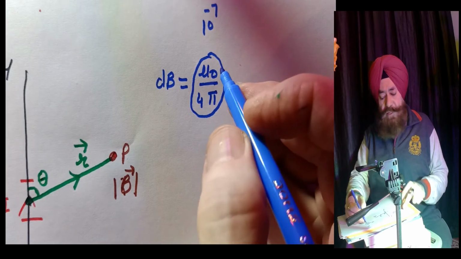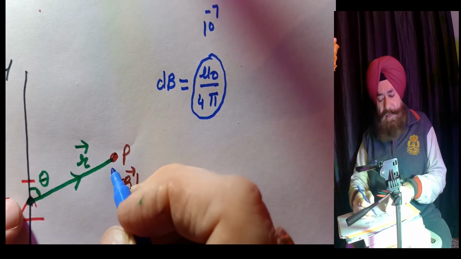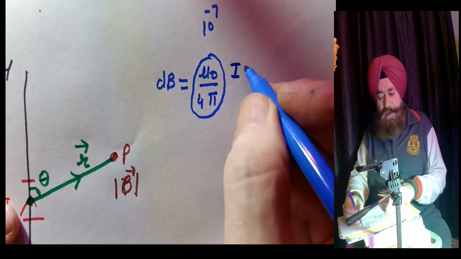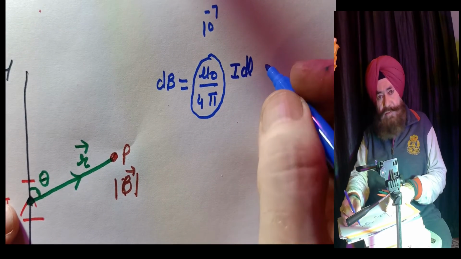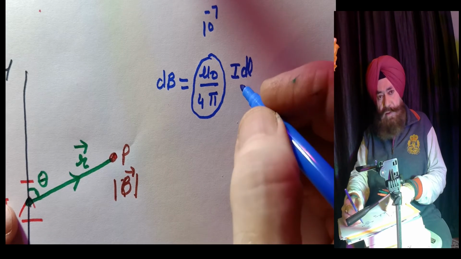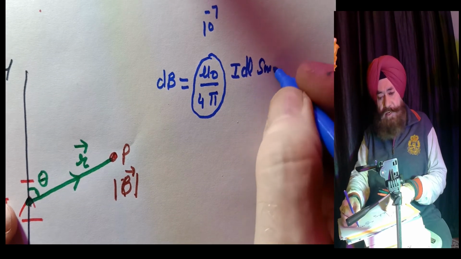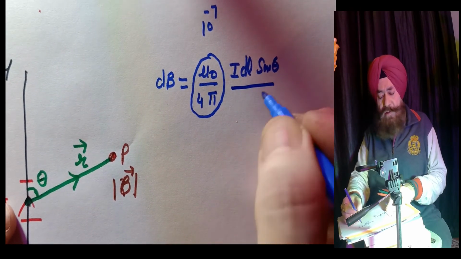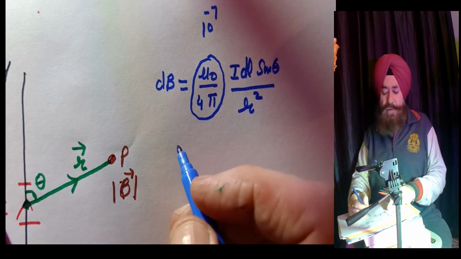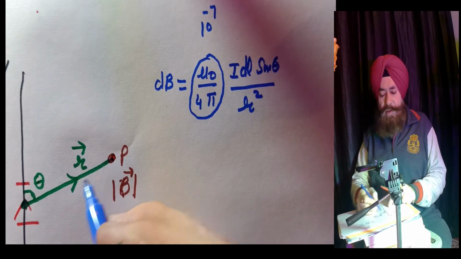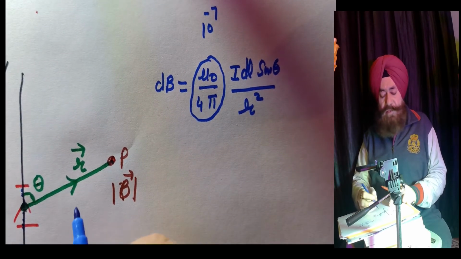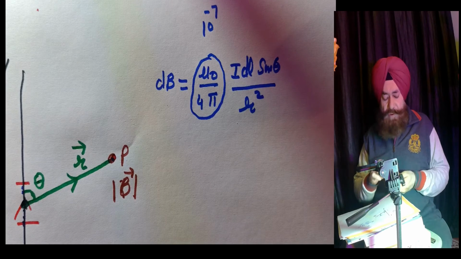Now, the Biot-Savart law tells us that the field here, at this point, is dB equals mu naught upon 4 pi, I dl sine theta divided by r square. This is the Biot-Savart law, the magnetic field at point P because of the small current element. Right?